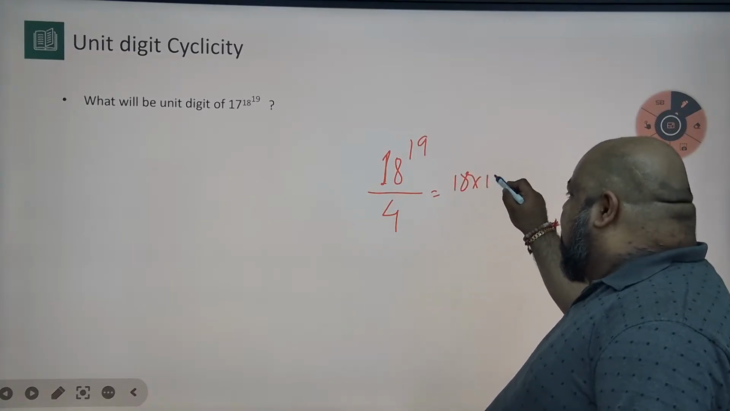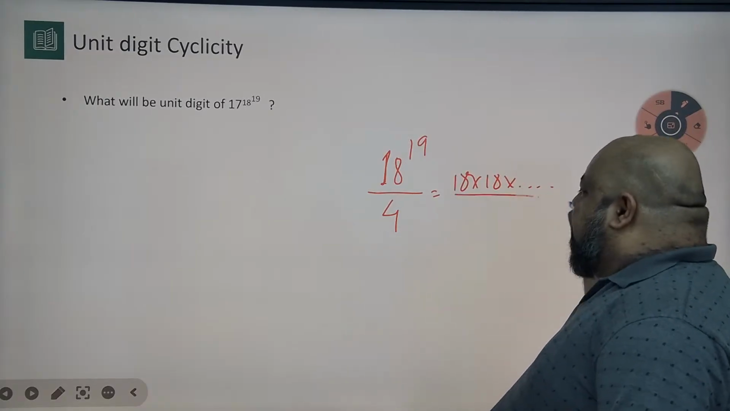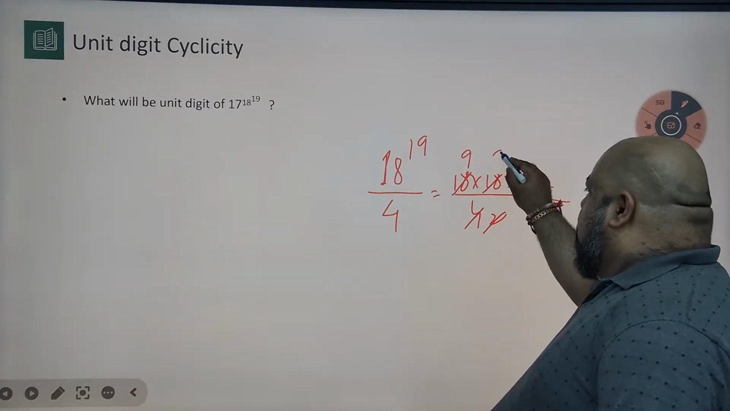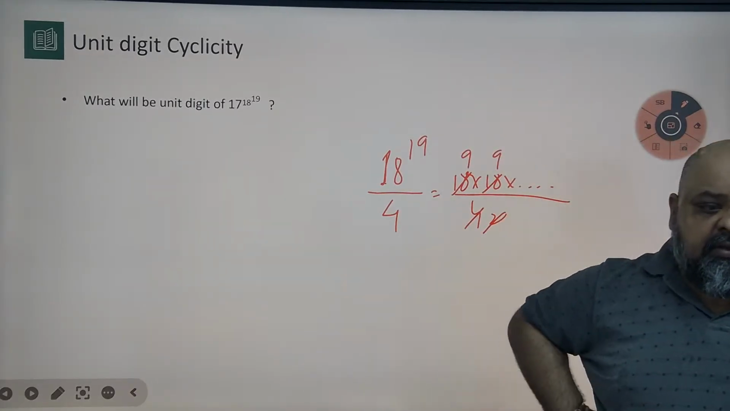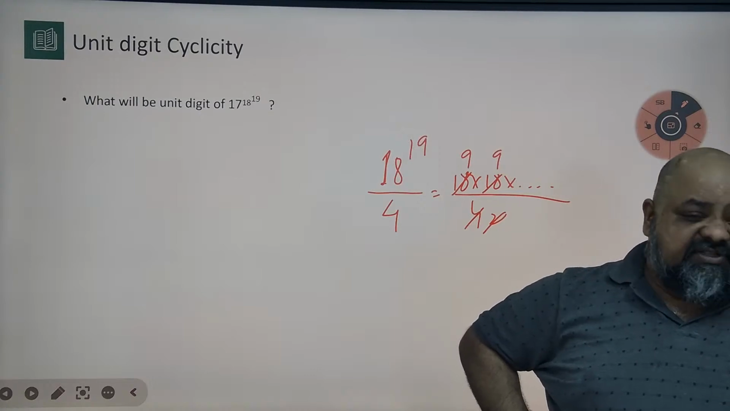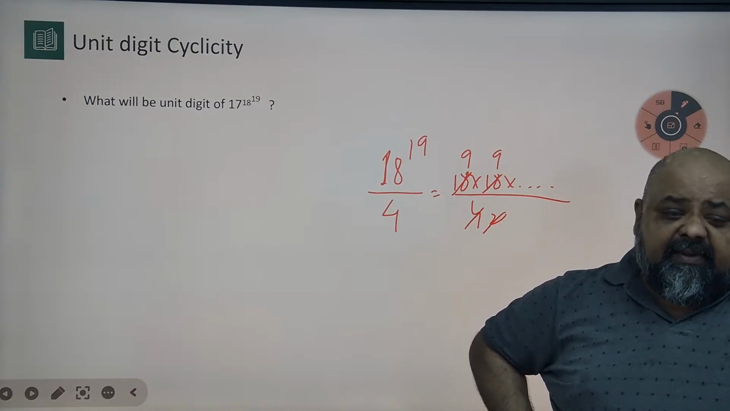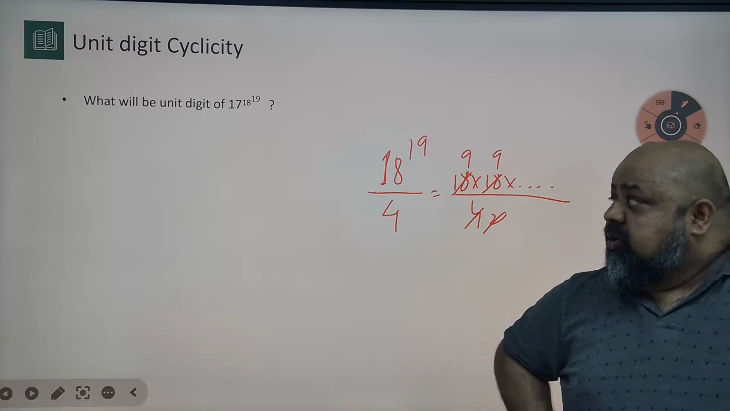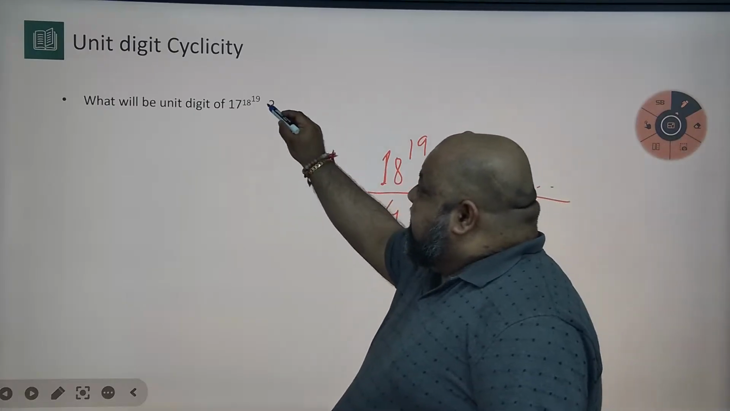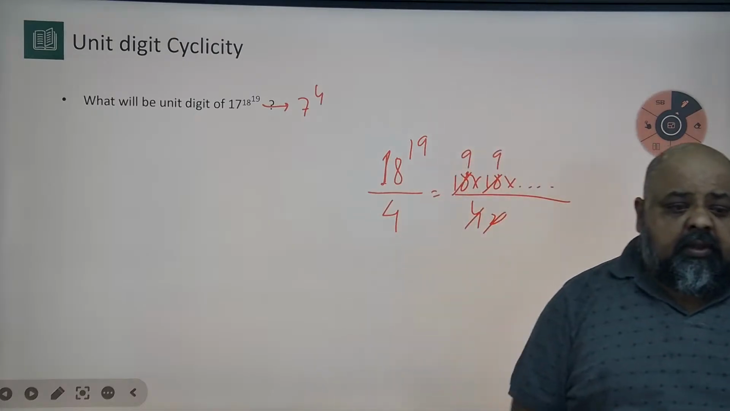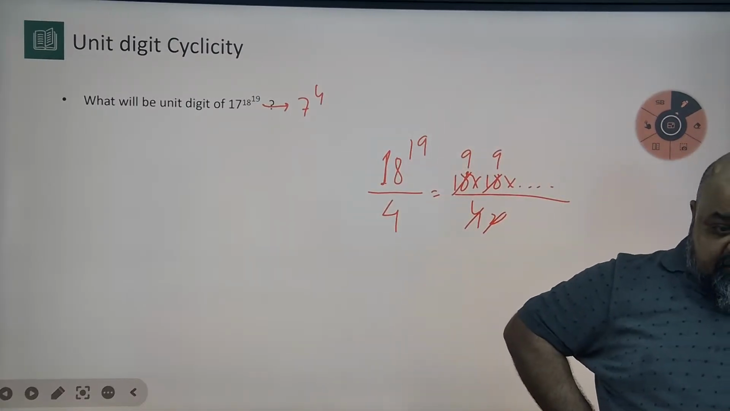Basically, I have 18 written many times. Multiply, divide by 4, 9, 2. The division is happening. 18 raised to power 19 is divisible by 4. So in this case, when I divide the power by 4, I get the remainder as 0. So this will have the same unit digit as 17 raised to power 4, or 7 raised to power 4. That is the question.